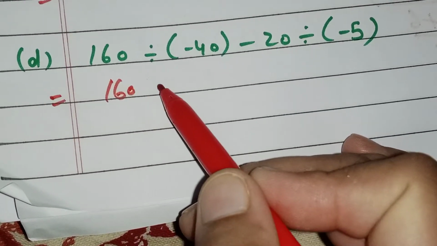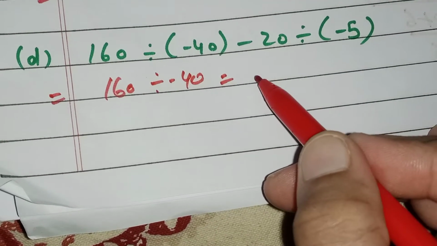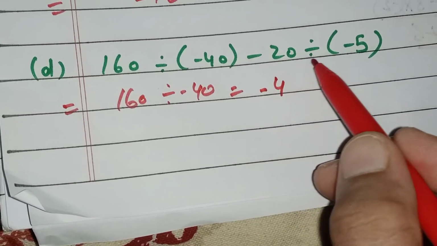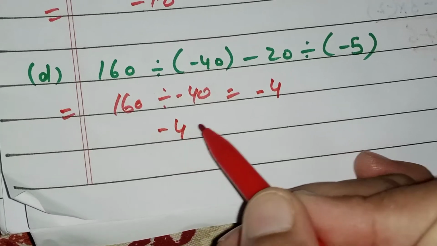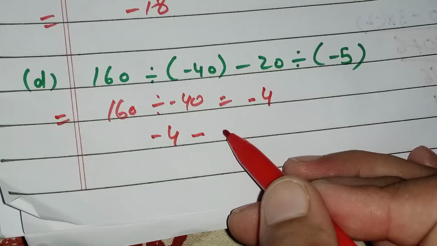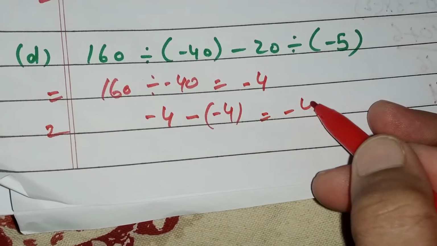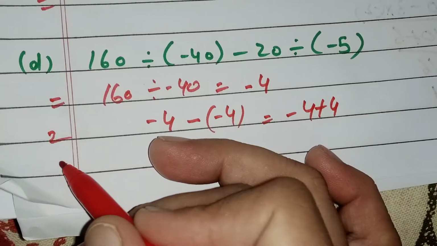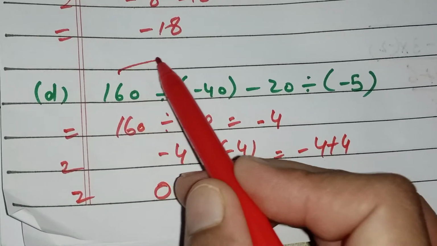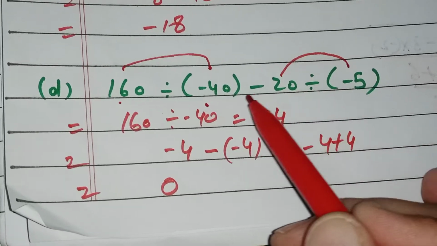Now 160 divided by minus 40 is minus 4, and 20 divided by minus 5, minus 4 minus 20 divided by minus 5 is also minus 4. Here I write it as minus 4 plus 4, the answer is 0. In this question, I first divide 160 by minus 40 and 20 by minus 5, then subtract them.